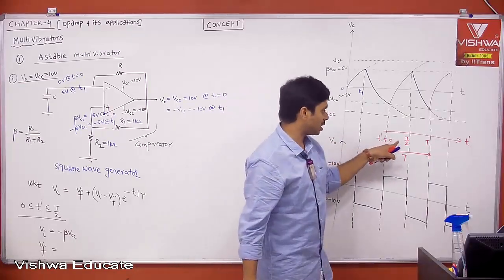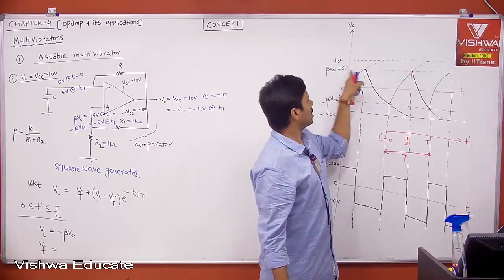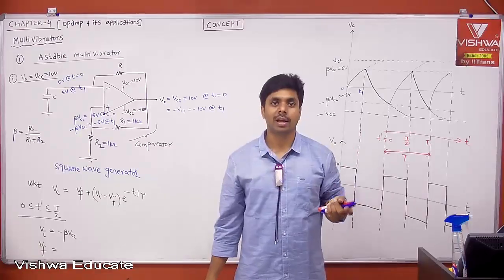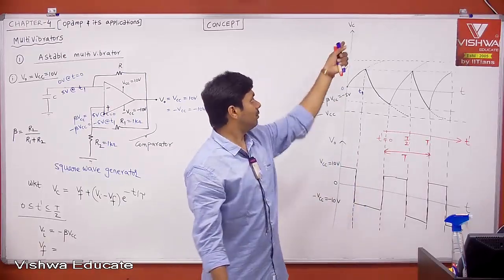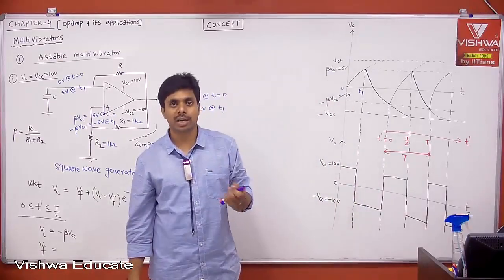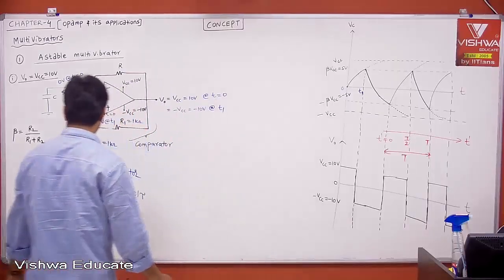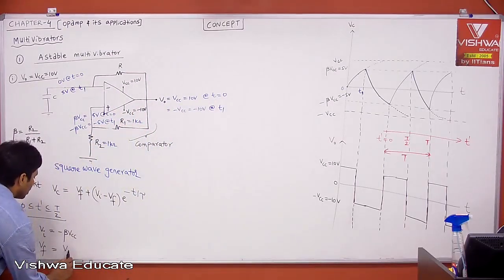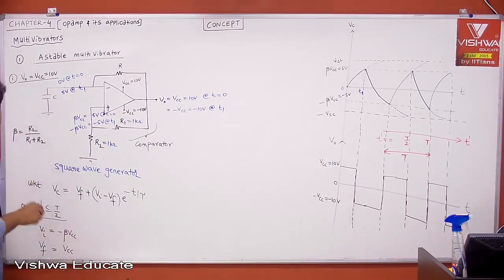That is nothing but a time t dash equal to T by 2. The voltage across the capacitor is beta Vcc. That is what we need to find. But it is trying to charge to Vcc. That is what is called forced voltage or final voltage. Therefore, what is the final voltage? Final voltage is Vcc. I think people will be confused here.